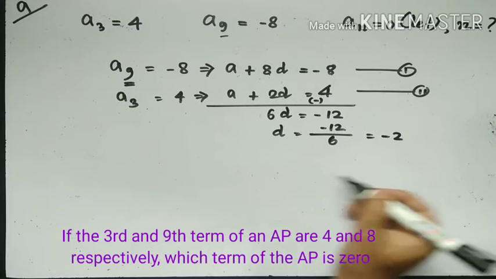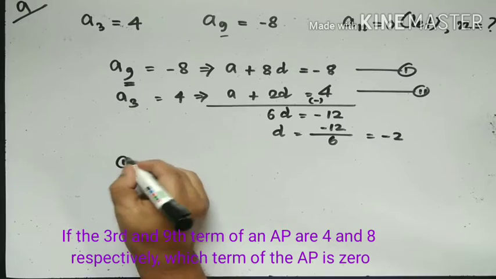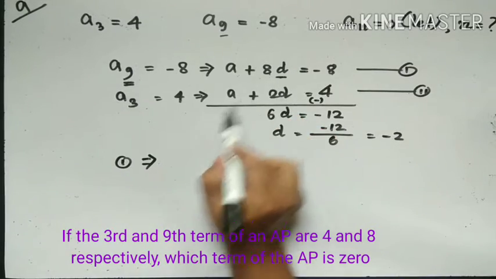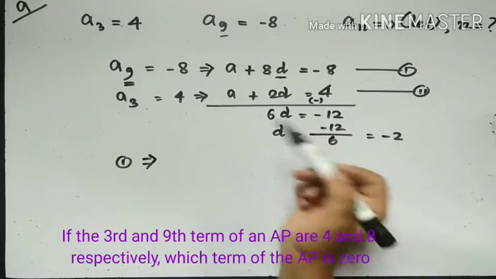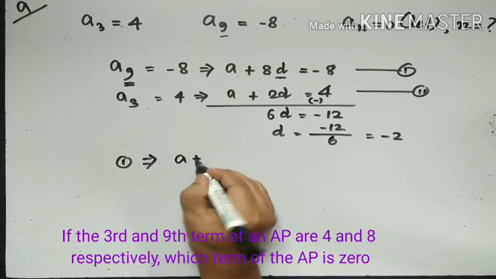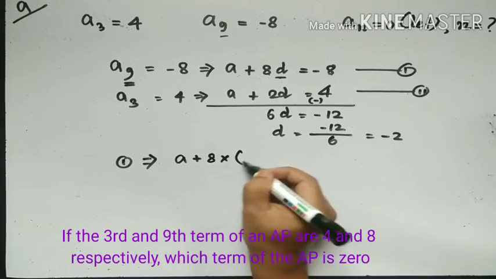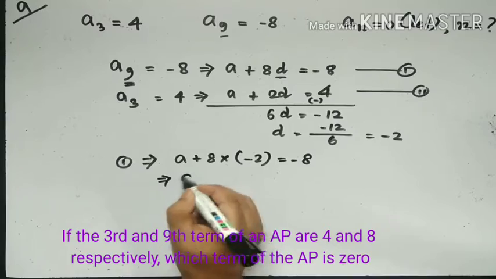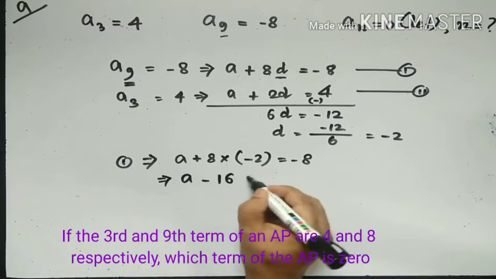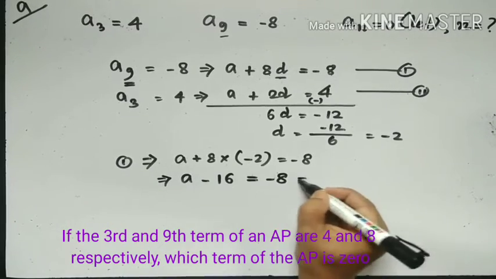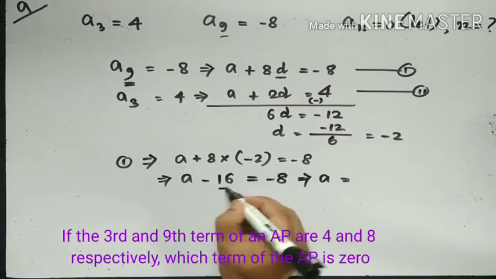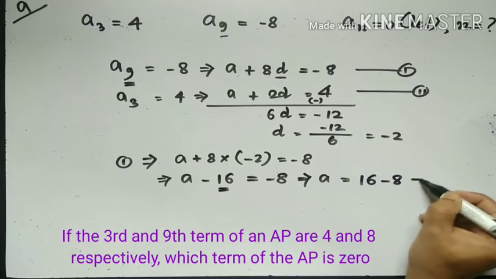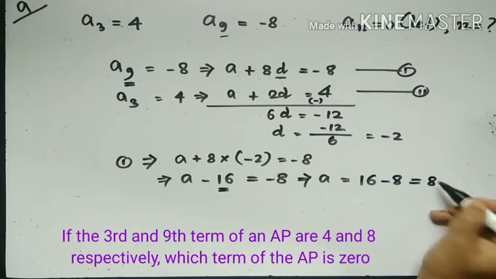So D we got. Now I put the value of D in 1. Now in 1 we have to put minus 2. You can put it in the other also, no problem. Now A plus 8 into minus 2 equal to minus 8. So A minus 16 equal to minus 8. That means the value of A will be, negative 16 will come this side, so it will be plus 16 minus 8. So the value of A will be 8.